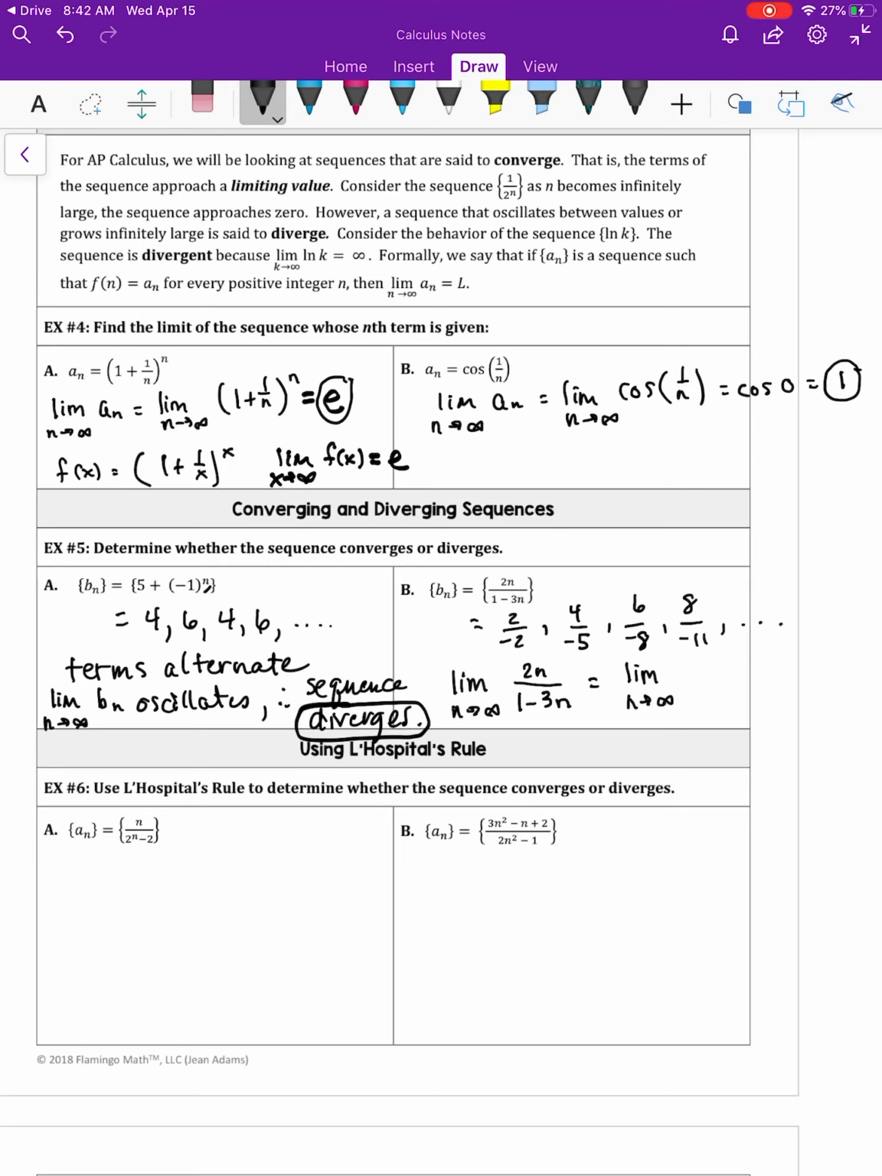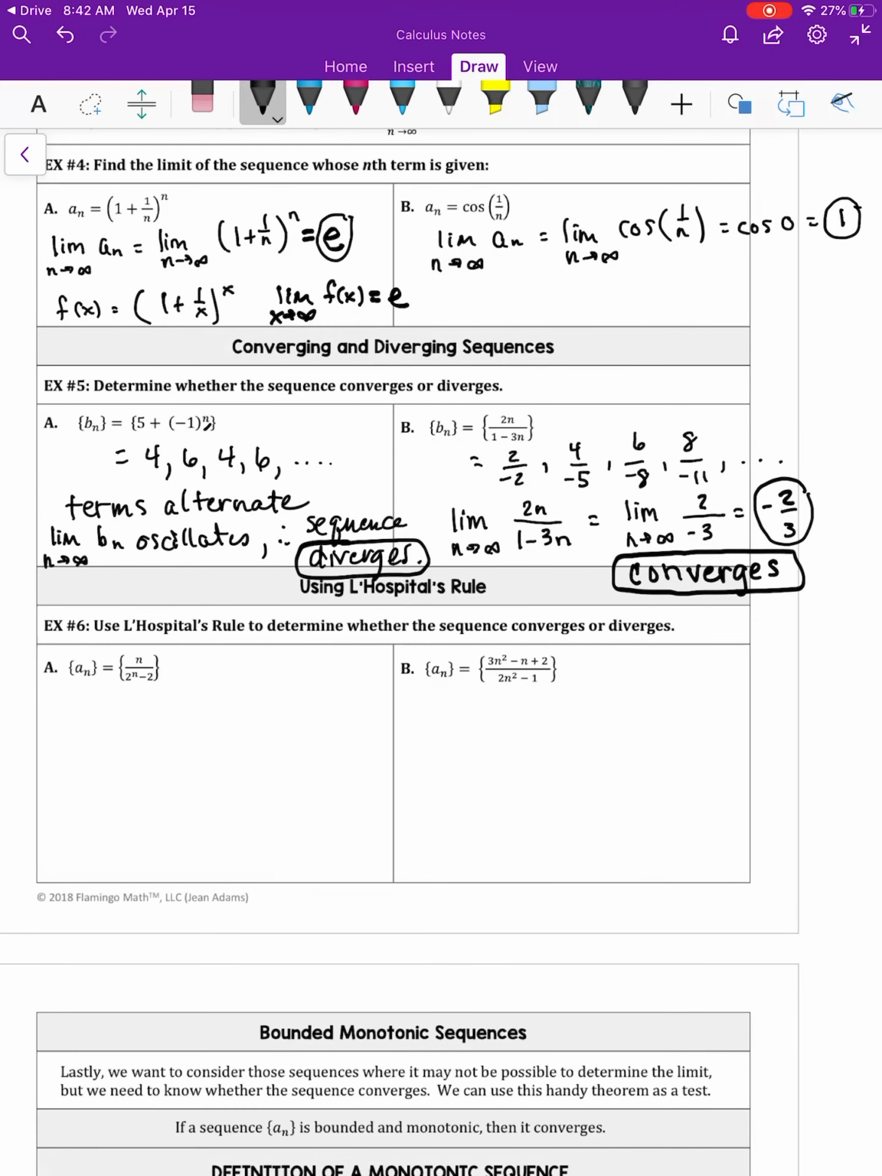You could get infinity divided by infinity and use L'Hopital's, right? Or we also talked about the highest term in the numerator divided by the highest term in the denominator, looking at it as 2n over negative 3n, because those are your strongest terms. Either way, this is going to give you a value of negative 2/3, so therefore your sequence converges.